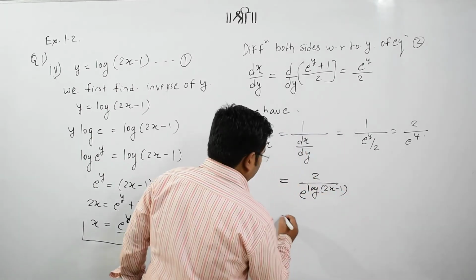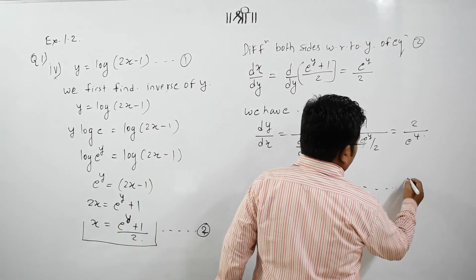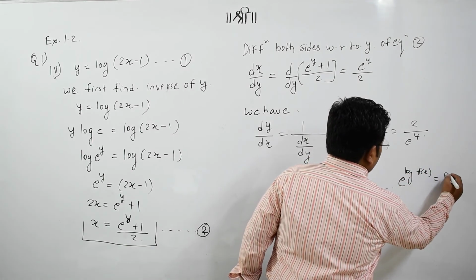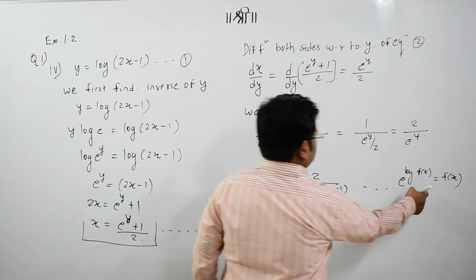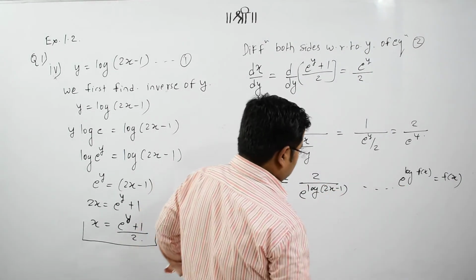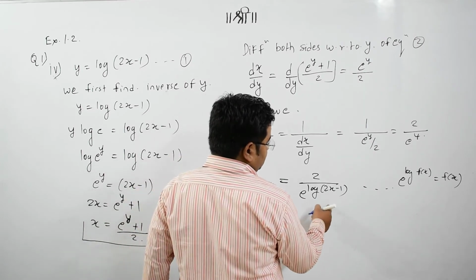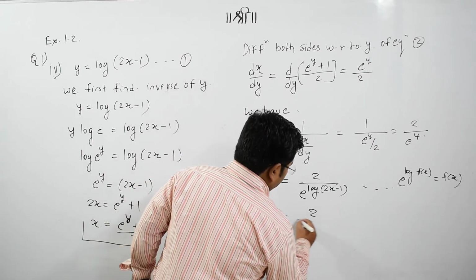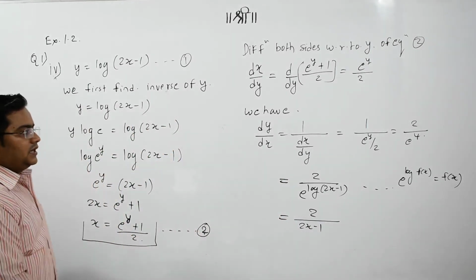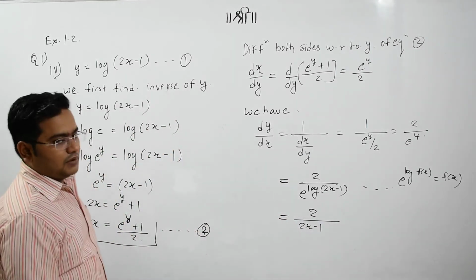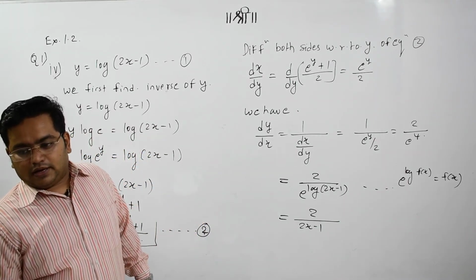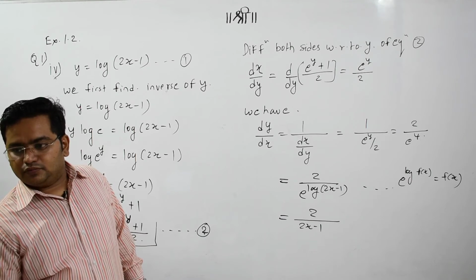Which identity will I use? e raised to log of f of x is equal to f of x. This is the most important formula which I am emphasizing from the last 2-3 lectures. Now we will use this formula over here and the answer will be 1 upon 2x minus 1. And that's the final answer of our question number 4. Now again, without pause, we need to move further.